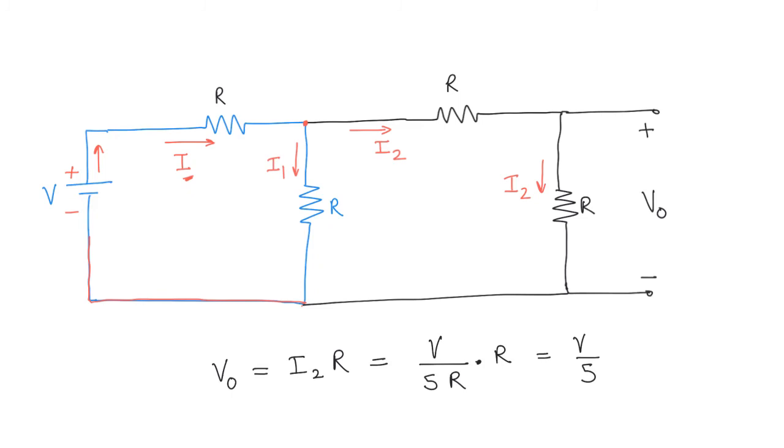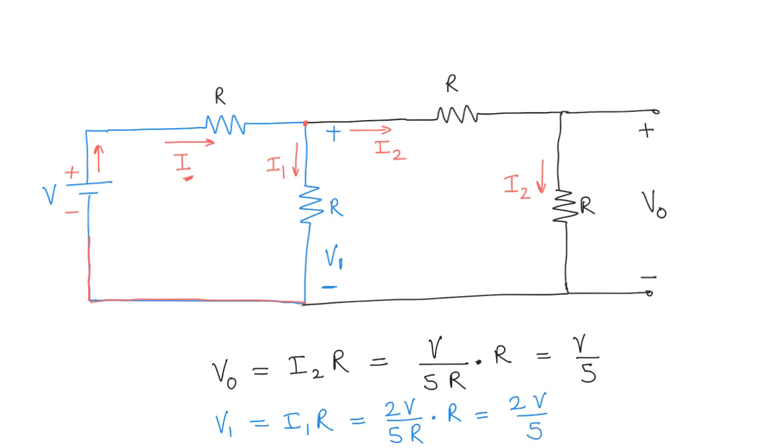Probably it would be interesting to find out what the output of this first set of resistors would be. So what would be the voltage at this place? Let's call it V1, and of course V1 is equal to I1R, so we could write V1 equal to I1 times R, and I1 we know is 2V over 5R, and that times R, so we get 2V over 5.